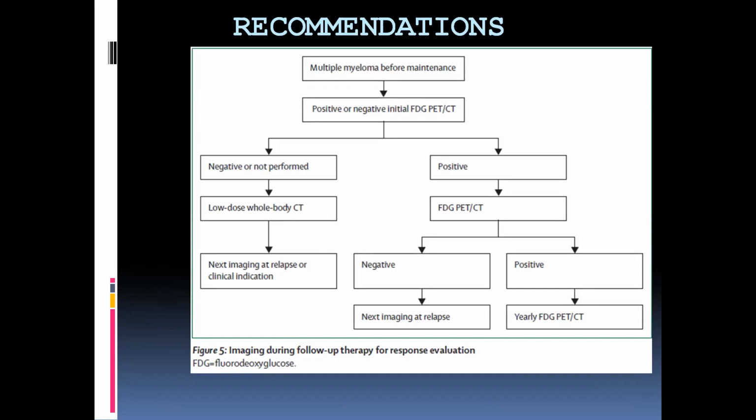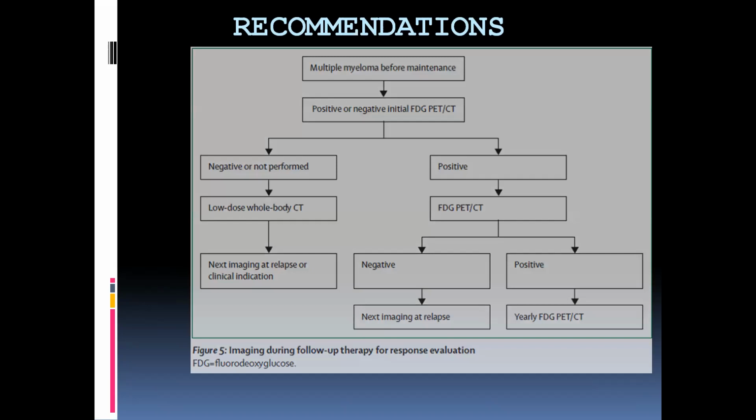In the case of response evaluation, initially you do an FDG PET-CT. If it's positive, you repeat it. If it's positive again, you repeat it again yearly. Now, if the first one is negative or not performed, you do a WBCT, and you repeat it only at relapse or clinical indication. The same is done if the second test is negative: you just repeat it at relapse.